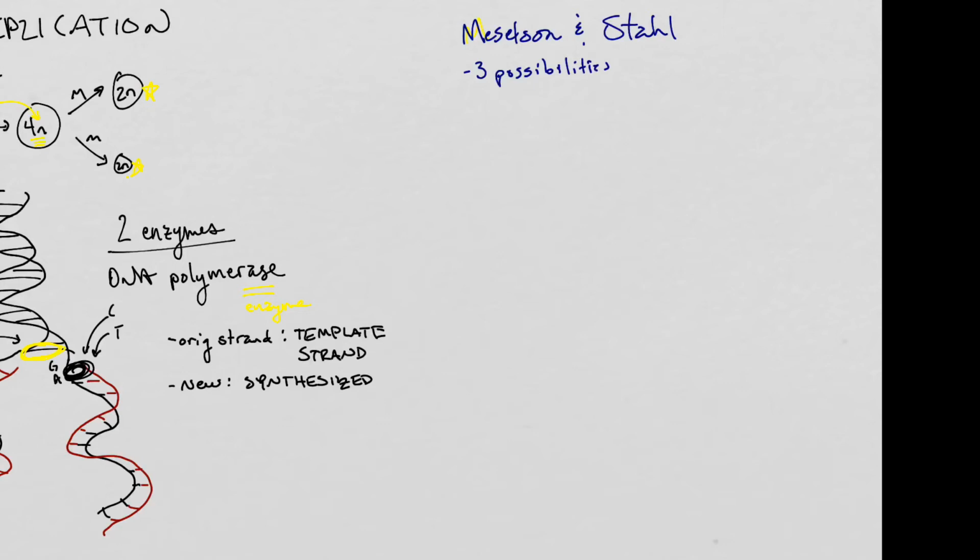Those three possibilities, those three ways that they thought DNA could replicate, were conservative, semi-conservative, and, I didn't plan out my space well enough, so I'm going to have to put the other one down here, dispersive.